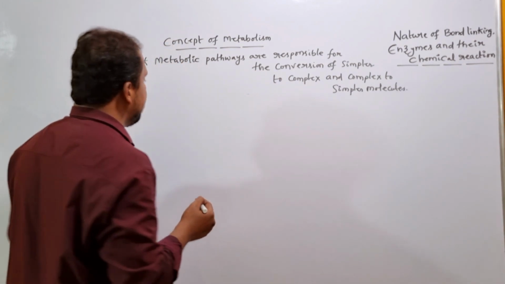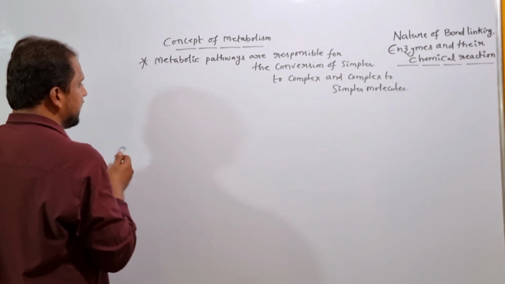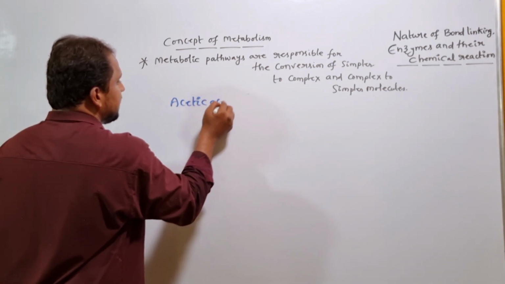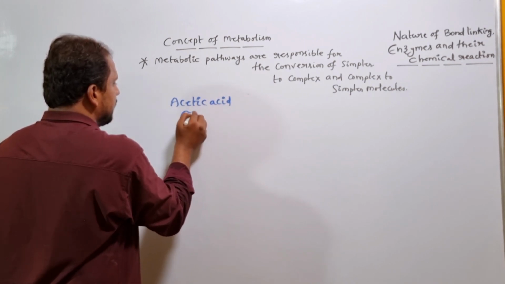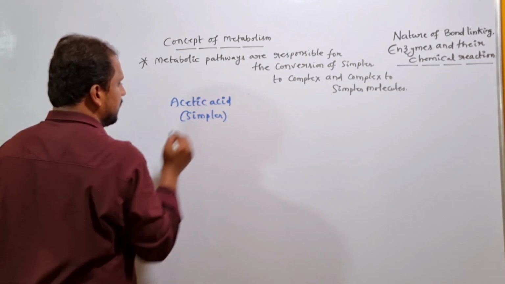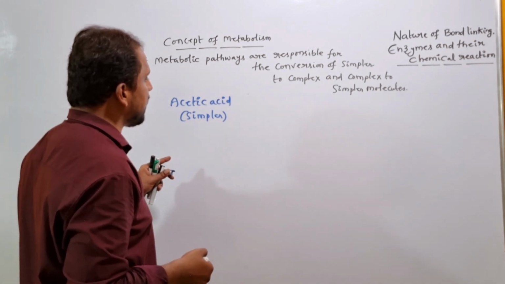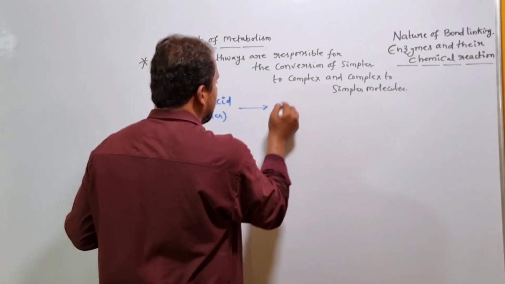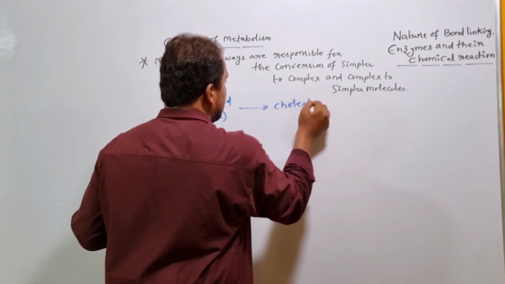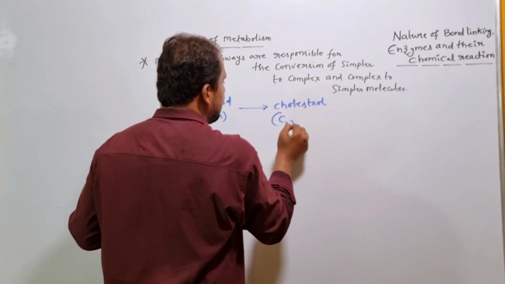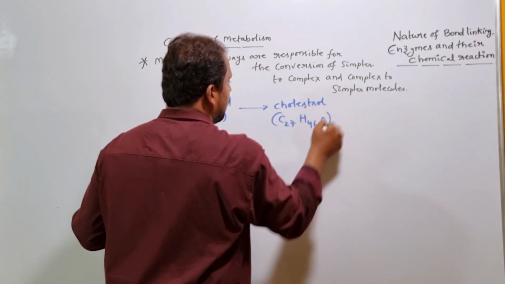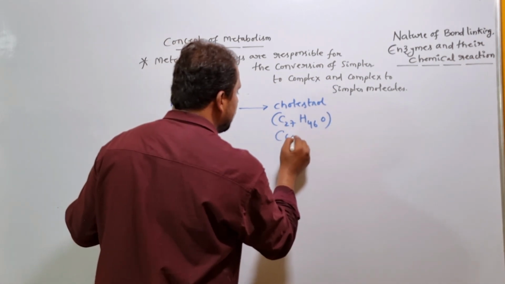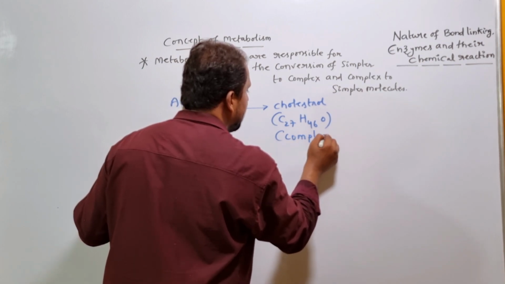So here, in order to understand this particular concept, we can take the advantage of some common examples. Acetic acid, it is a simpler molecule. So here, acetic acid is capable of converting into a complex molecule, which is nothing but cholesterol, C27H46O. So here, a simpler molecule is capable of converting into a complex molecule by taking the advantage of a metabolic pathway.